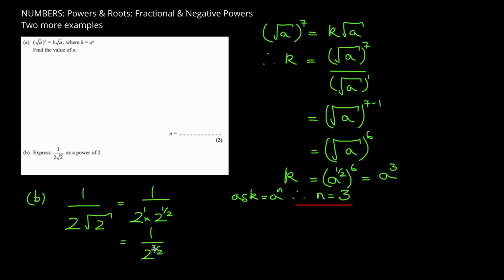1 over 2 to the power 3 over 2 is equal, using a negative power, to 2 to the negative 3 over 2. So just as we were able to transform, let's say, 2 to a negative power to 1 over 2 to the positive version of that power, we can do it in reverse. So 1 over 2 to the power 3 over 2 is equal to 2 to the power negative 3 over 2. And that is your answer for part B.